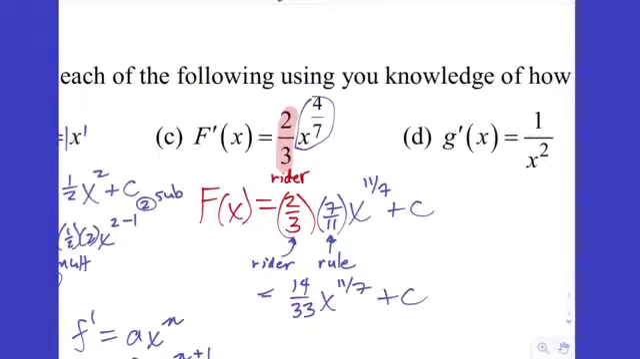So I doubt that you could have come up with 14/33 x to the 11/7 very, very quickly if you were just relying on your intuition, right? So now we can systematically do it. And you better love this power rule for antidifferentiation because it's like the only rule out there. Antiderivatives themselves don't have many rules, like product rule, quotient rule, chain rule. It's like the only one, really. So anyway, use it when you can.